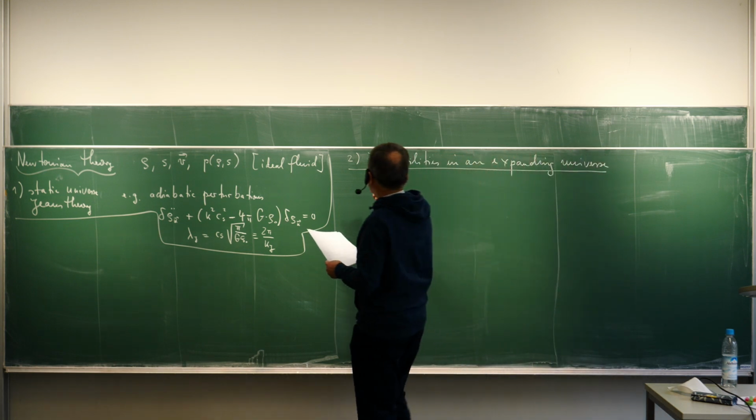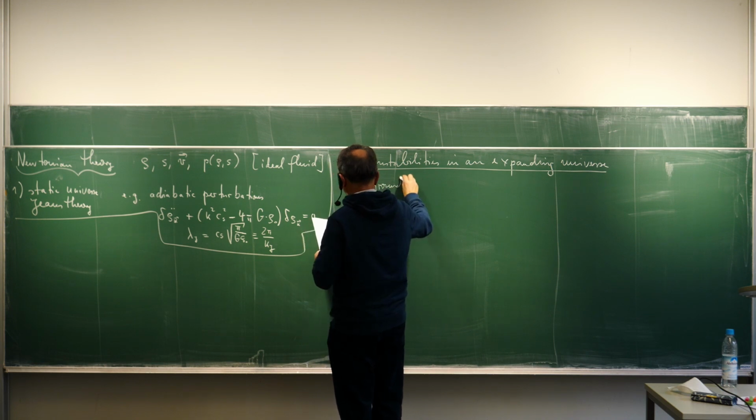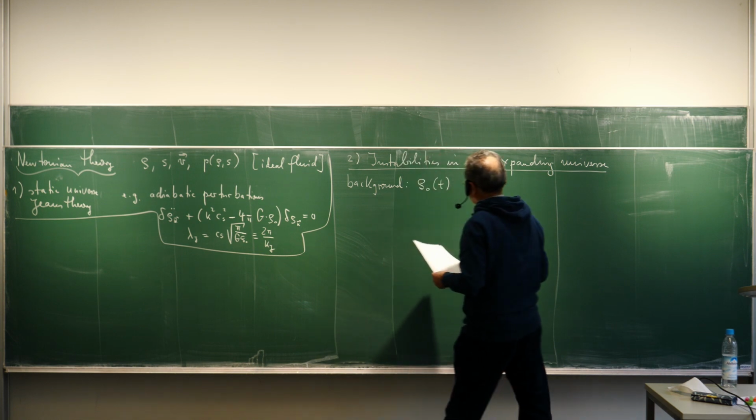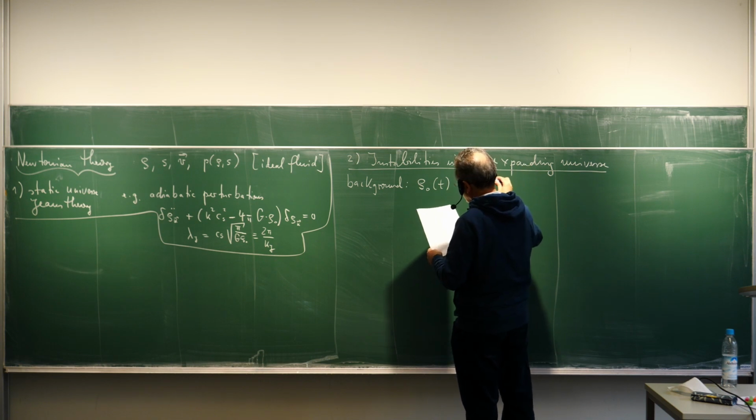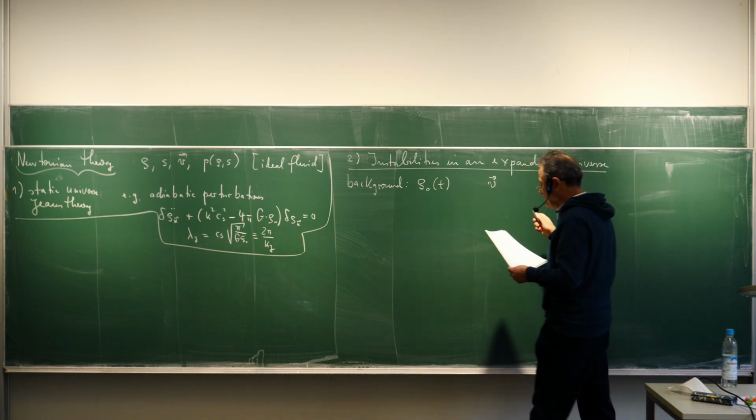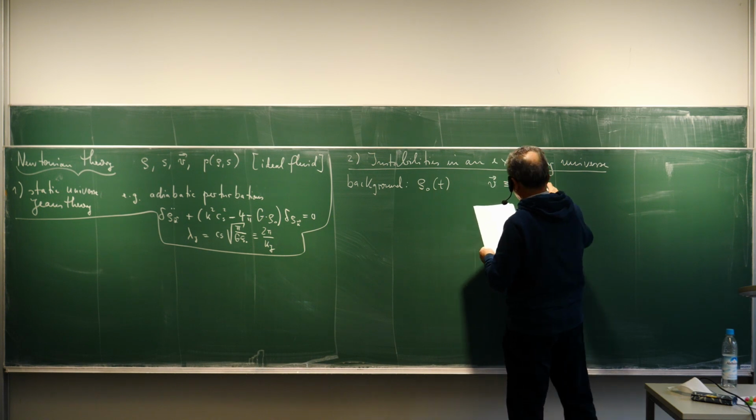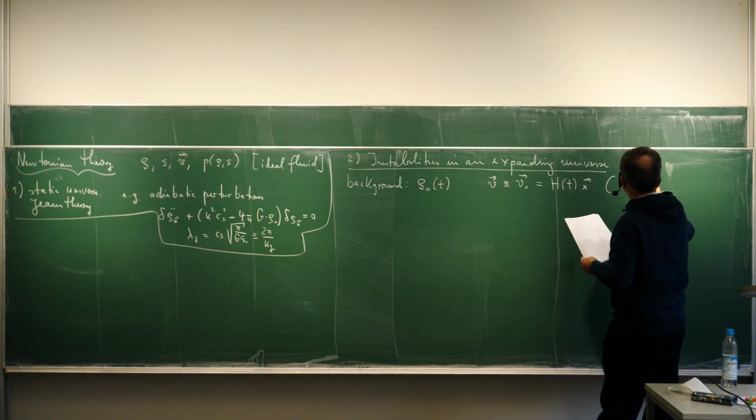So we have a background described by the mass density rho naught of t. We also assume now, because we are in an expanding universe, the validity of Hubble's law, at least as an approximation in the limit we are interested in. So we call also v naught, because it refers to the background, H of t times x. So this is Hubble.